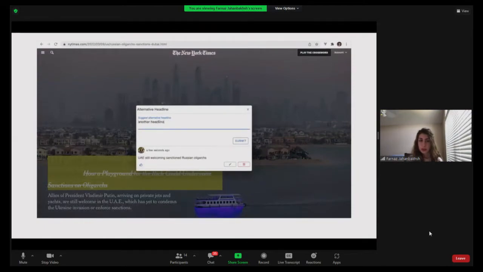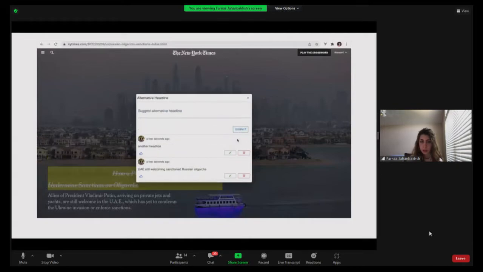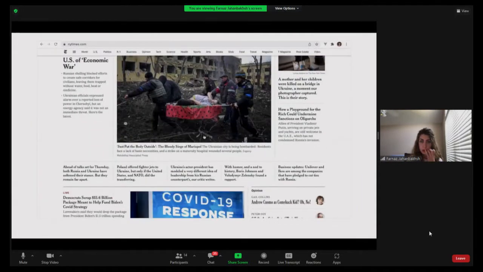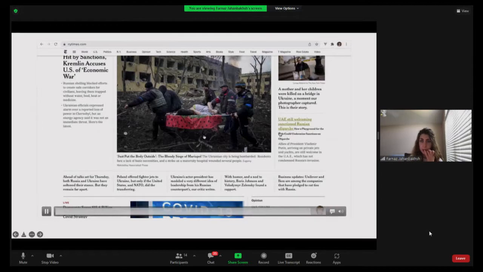Yeah, the user can suggest multiple alternate headlines for an article. And then the original headline is crossed out once it's found on a page.